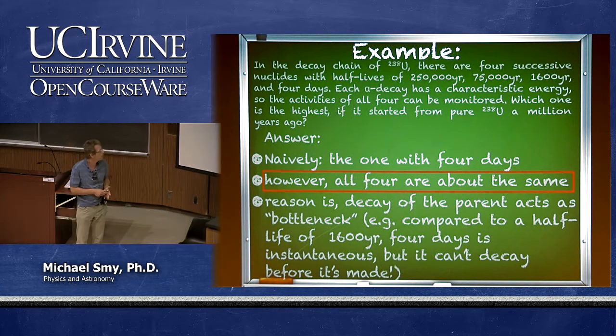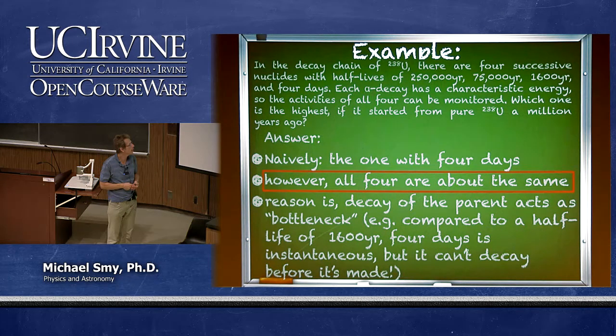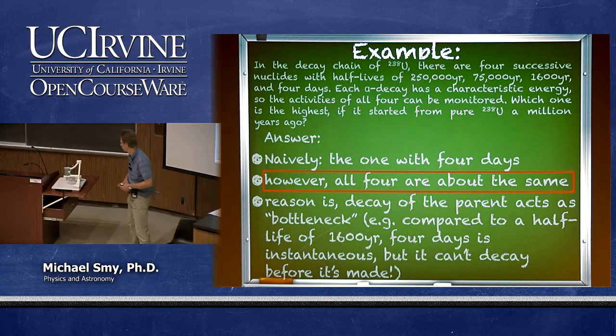So we don't have simple exponential decays anymore. But we can approximate in this case because the decay times differ by so much. So we can say, for example, that the half-life of 1600 years is so much longer than the half-life of 4 days that as soon as the parent is produced, it already decays. But of course, it can't decay before it's made. And therefore, the activity is determined by the longest of those four half-lives, and it's the same for all four.